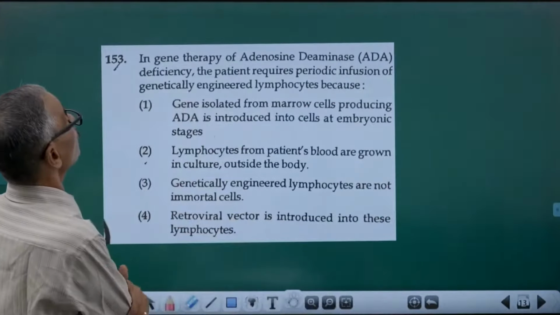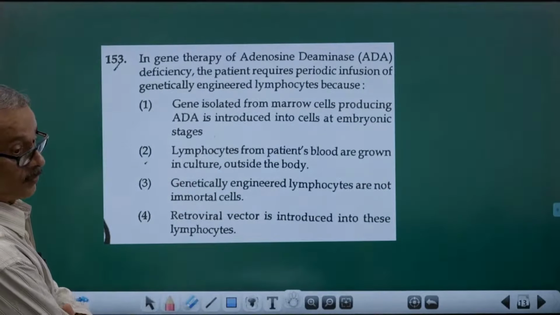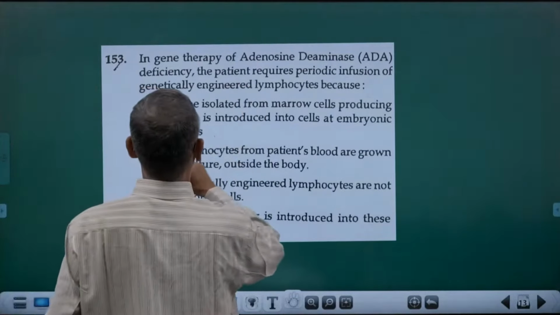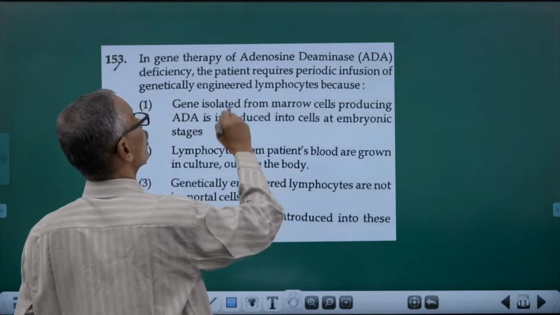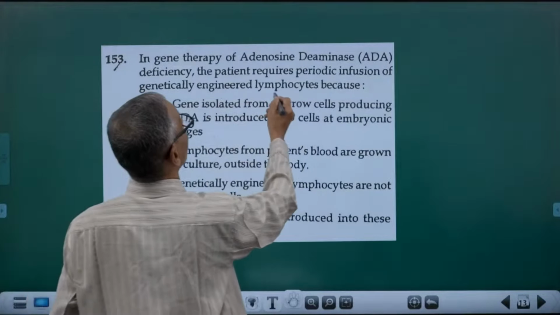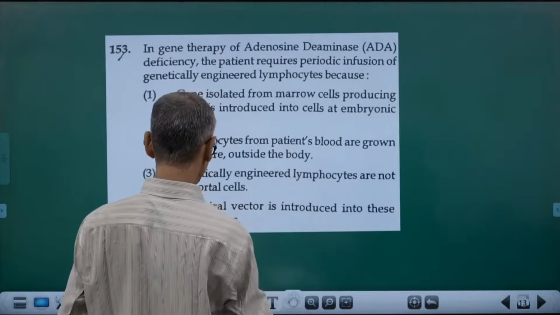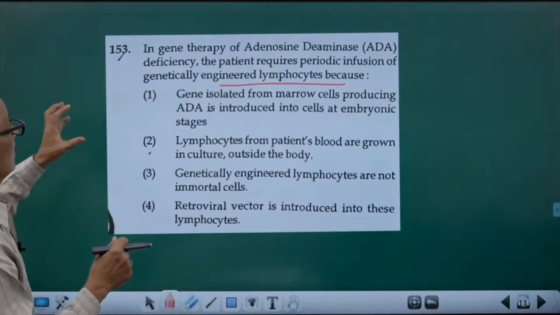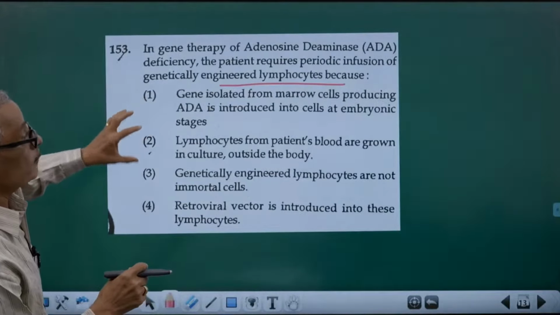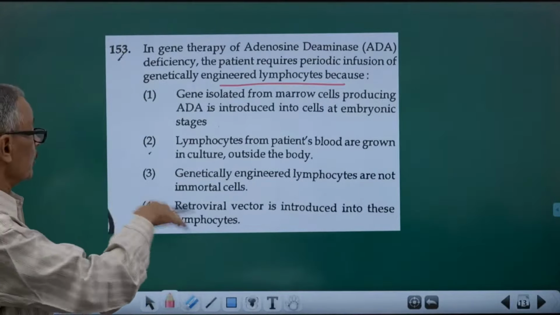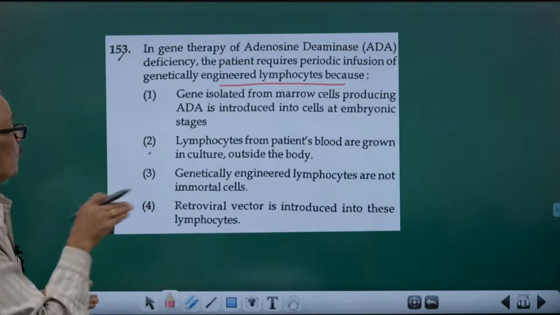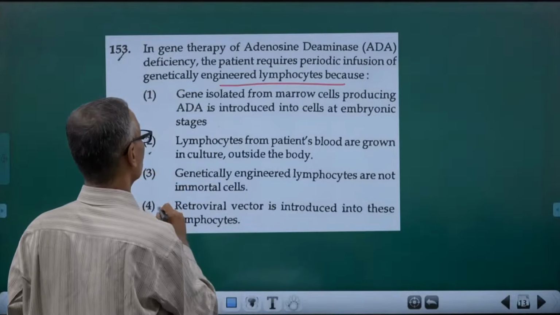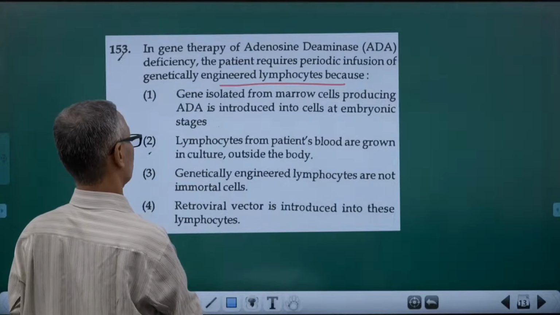In gene therapy of adenosine deaminase deficiency, we have a classical example of gene therapy. The patient requires periodic infusion of genetically engineered lymphocytes. The patient's lymphocytes were taken, and genetically engineered lymphocytes were again introduced periodically. Why? It is because the genetically engineered lymphocytes are not immortal cells.